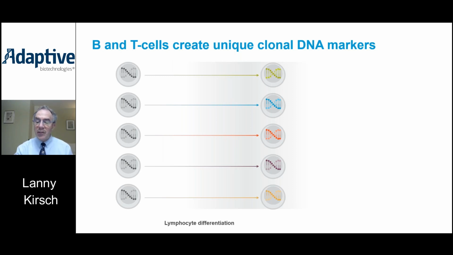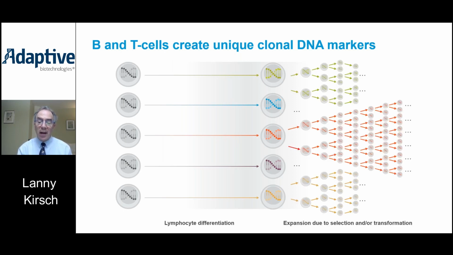This new DNA sequence is passed on to all clonal progeny of that cell, progeny that will expand if the specifically recognized antigen or pathogen is encountered. However, this expansion can also occur if the clone is malignantly transformed, becoming a leukemia, lymphoma, or myeloma.